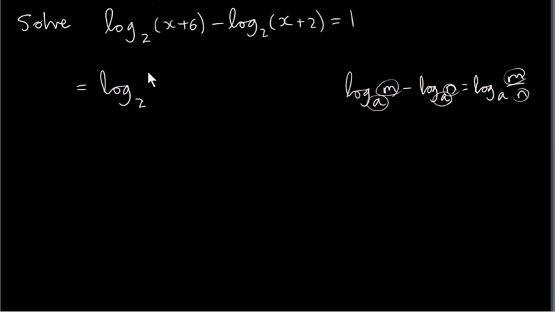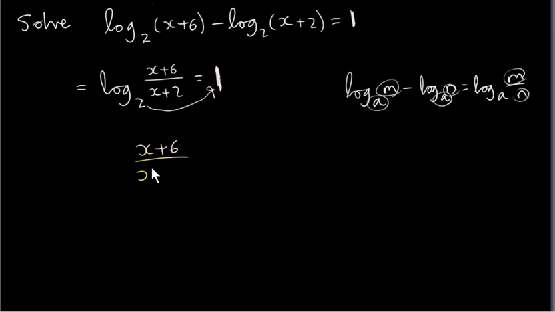So it's log to the base 2 of this first argument, which is x plus 6, divided by the second argument, which is x plus 2, and that must equal what we have on the right hand side, which is 1. Now all we do now is apply the definition of the log function. We have a single log term and a number on the right hand side, so that means that 2 to the power of 1 must equal the argument.